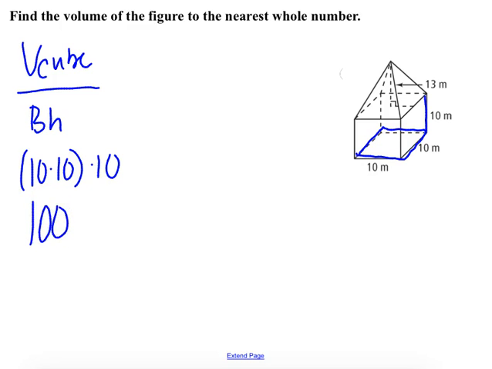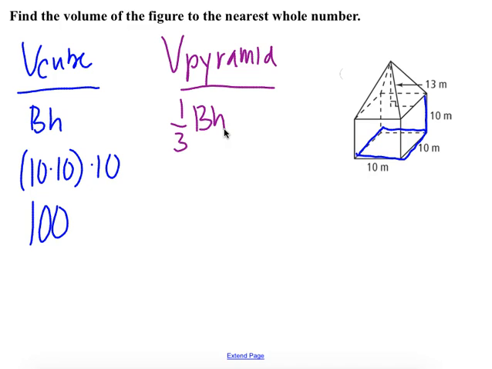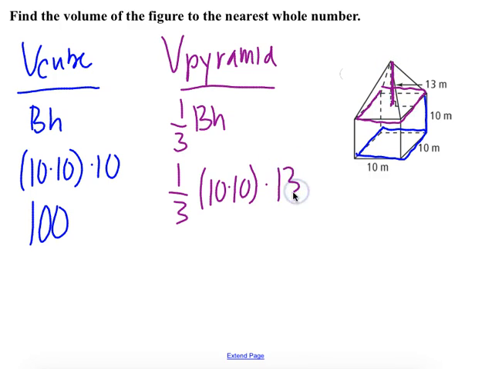And now to find the volume of the pyramid. I know that's 1/3 base area times height. So 1/3. Your base area is actually the same, it's 10 by 10, so 10 times 10. And your height, they're telling us, is 13, so times 13. So 10 times 10 is 100, 100 times 13 is 1,300. And if you divide 1,300 by 3, we get 433 and a third.